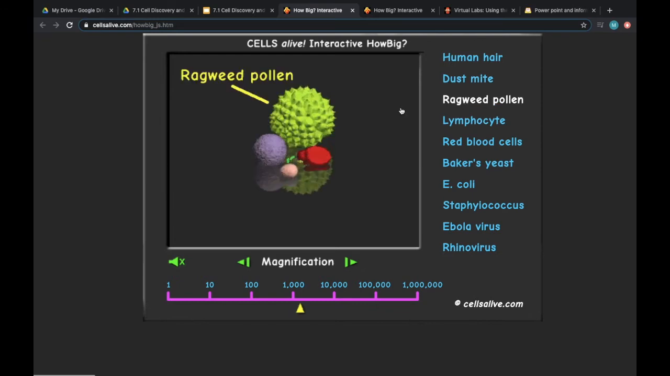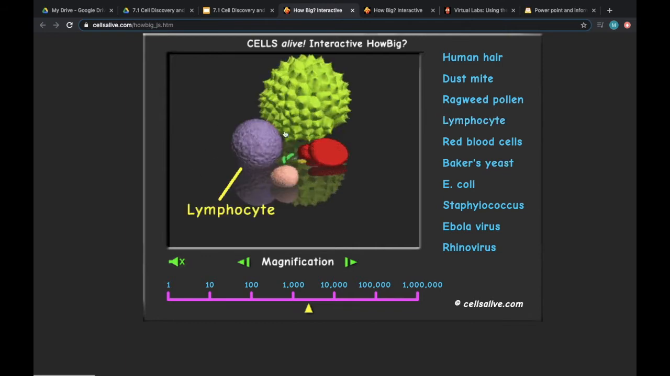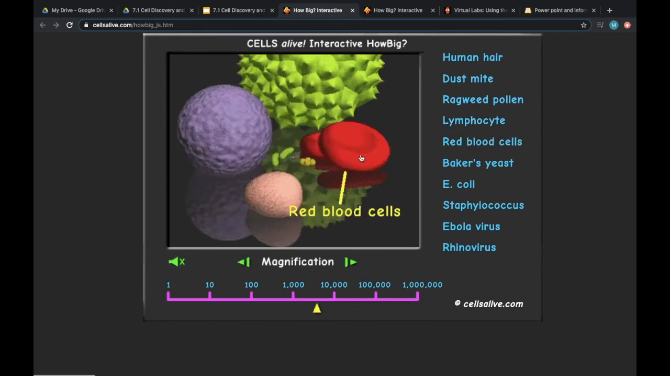So let's see what these could be. So we have ragweed pollen. This is basically just a piece of pollen that comes off of a plant. We have a white blood cell, which is found inside of our blood. It helps to kill bacteria and viruses and stuff like that. And then we have our red blood cell. And then we have yeast. All of these three things can basically be seen using a light microscope. However, they will be blurry and you're not going to get a whole lot of detail on them because they are past the 1,000 times magnification.